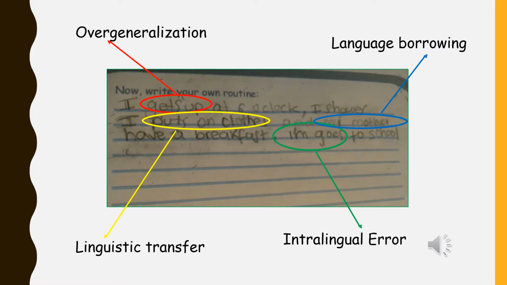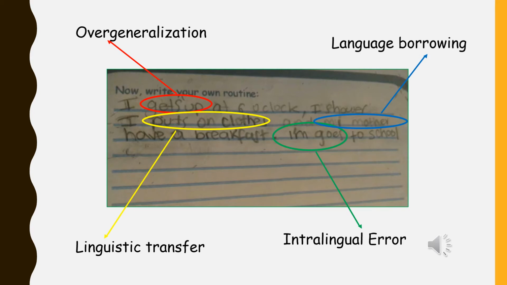Well, this example was taken from an English class. The first error that we can find is overgeneralization. This error happens when the students use a rule of the L2 in the wrong context. The student used the letter S because it's the rule for conjugation of the verb in the present simple, but for the third person. Here, the student uses S in the first person.